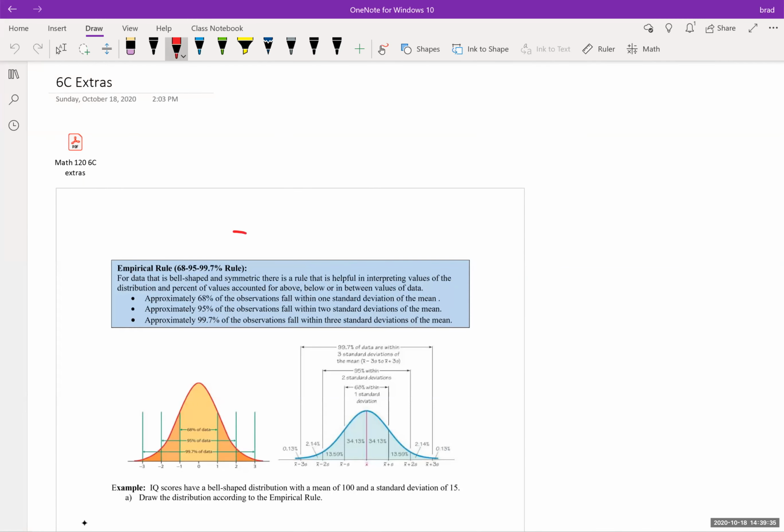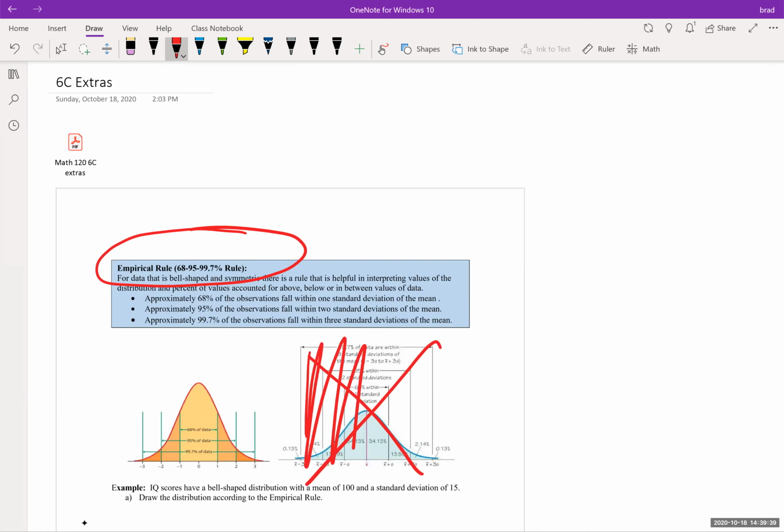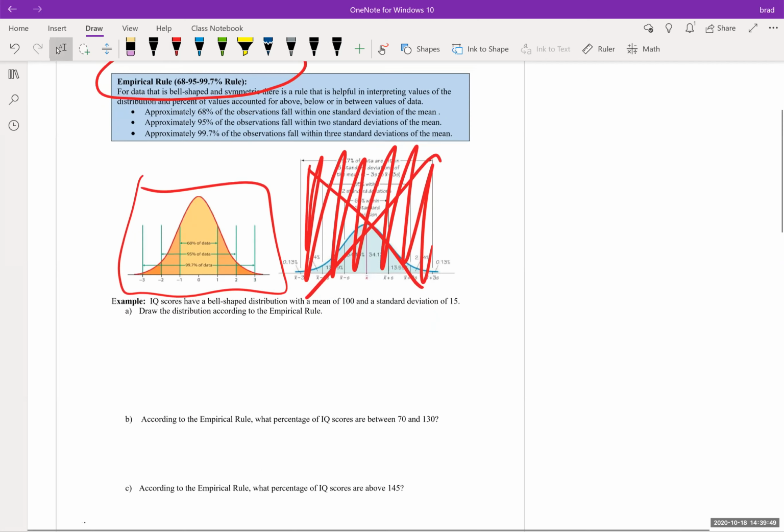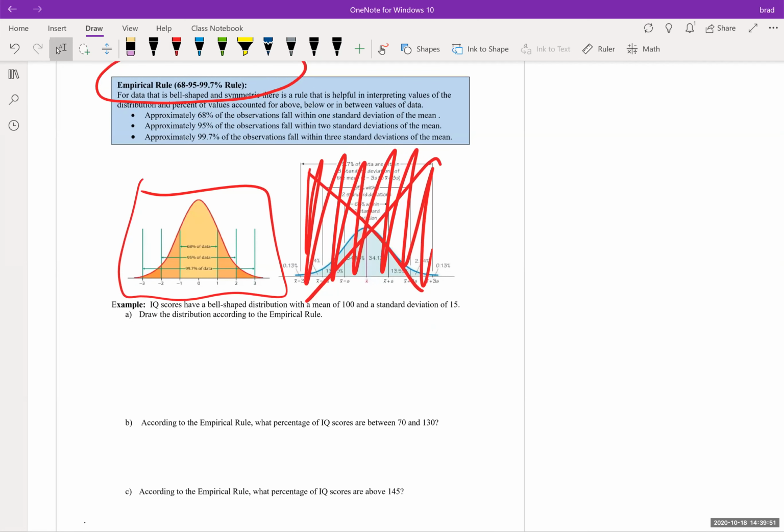Once again, here's the empirical rule. And don't worry about this one, by the way, that gives you much more exactness. We want to focus more on the big idea of the 68, 95, and 99.7. So this problem says IQ scores have a bell-shaped distribution with a mean of 100 and a standard deviation of 15, just like before. Draw the distribution of the empirical rule.